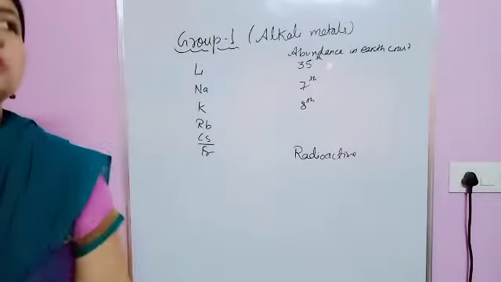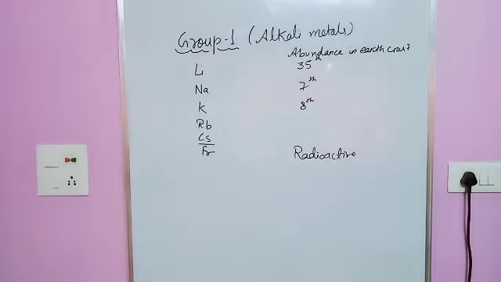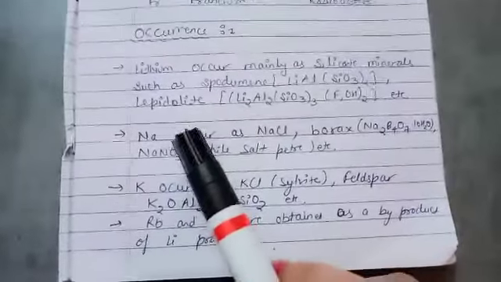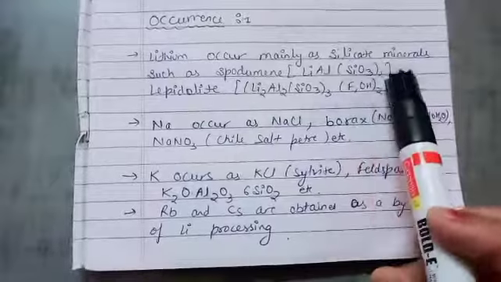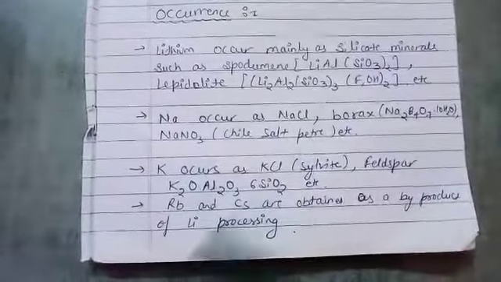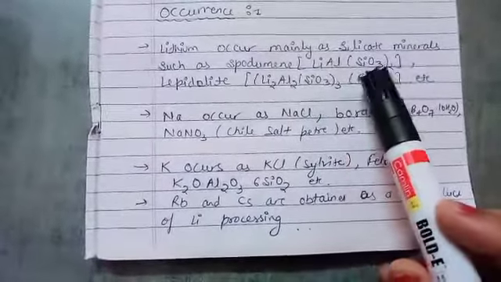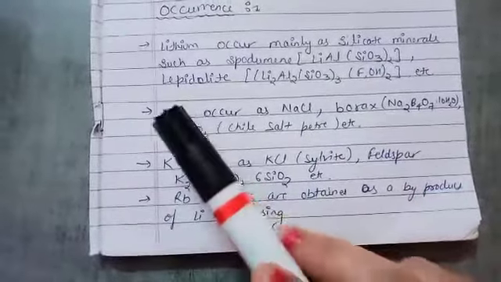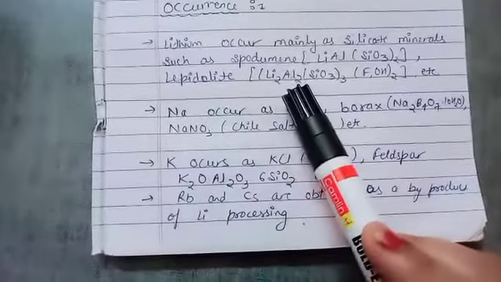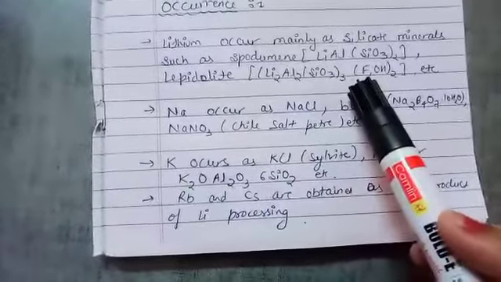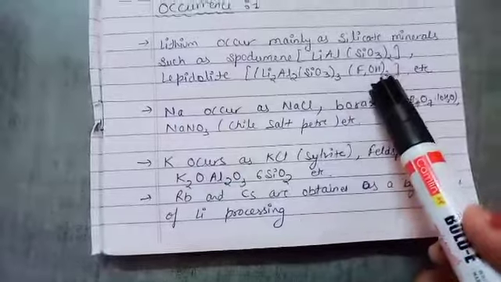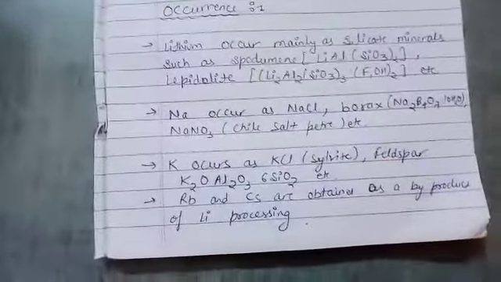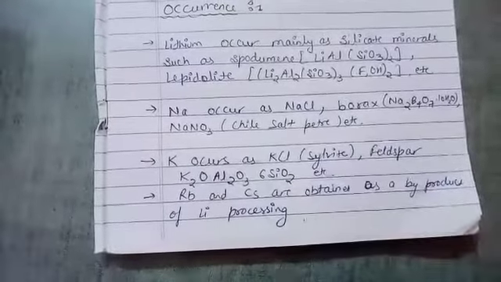Okay, now just see in which form they occur. In case of lithium, lithium occurs mainly as silicate minerals, such as spodumene, whose formula is LiAlSi2O6, and lepidolite, Li2Al2Si3O10 (F,OH)2, etc. Lithium occurs in this form, and the amount is comparatively small compared to the others.